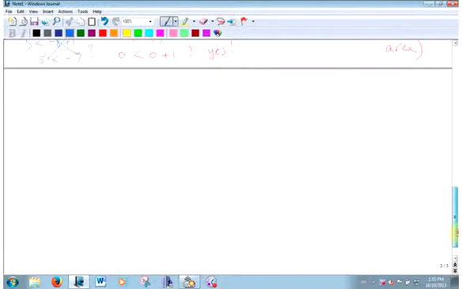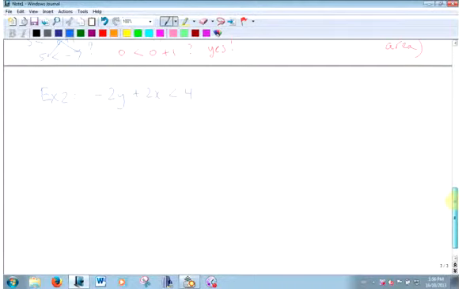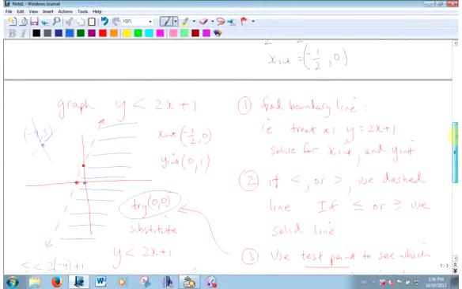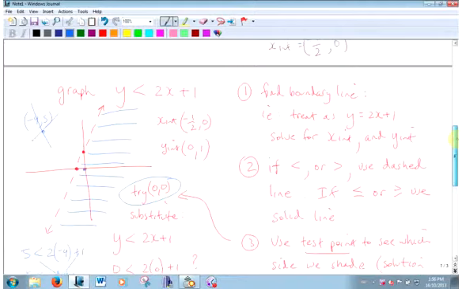Let me give you one more, and then let's see how we do. Example 2. -2y plus 2x is less than 4. Solve. Graph. What's the solution? What do I do first? Find the boundary line.